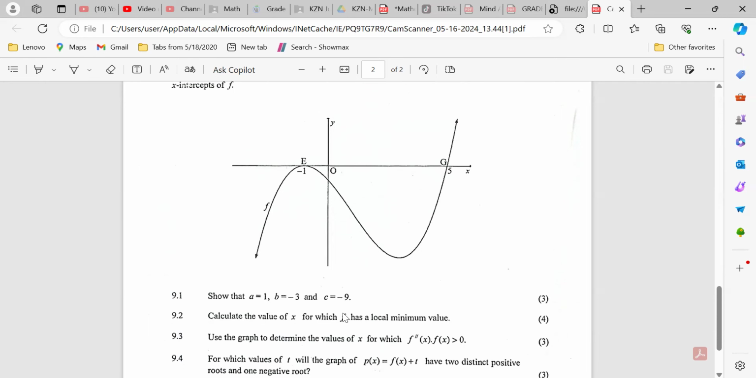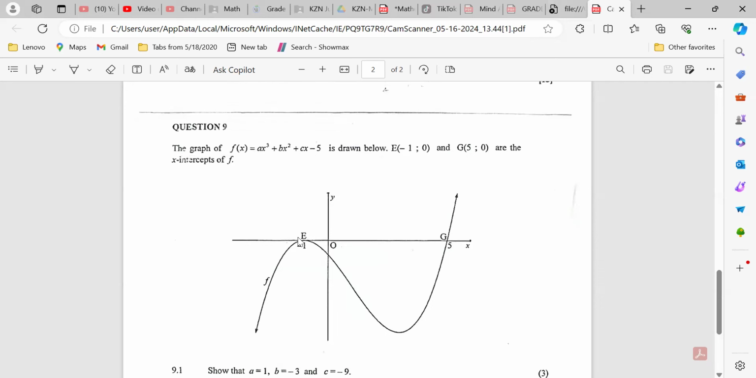So when we go to the next question, there's no need to say a is what, b is what, and c is what. Even if we cannot show them, I expect it from you. This is what I also expect if we are serious about getting the mark that we said we wanted to get.